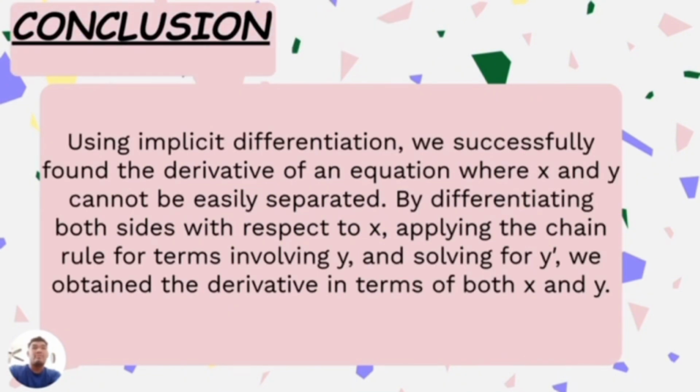For conclusion, using implicit differentiation, we successfully found the derivative of an equation where x and y cannot be easily separated. By differentiating both sides with respect to x, applying the chain rule for terms involving y and solving for y prime, we obtain the derivative in terms of both x and y.